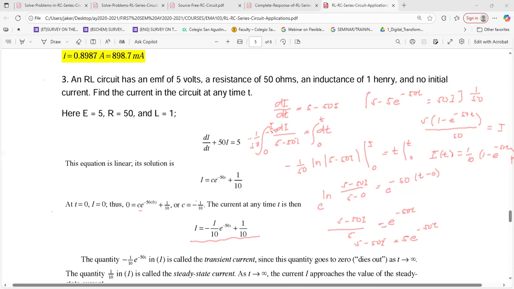So, no questions? Sige, wait lang. We'll go to the one that I'm sharing. Okay, now, we'll erase this one because there's just so many here.